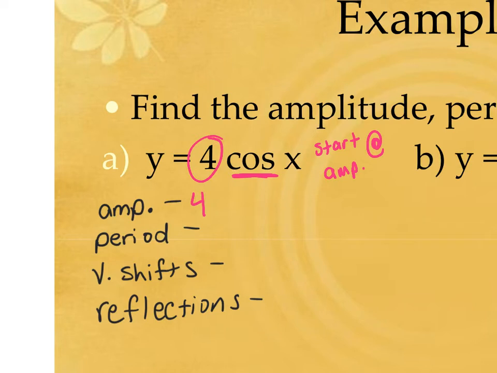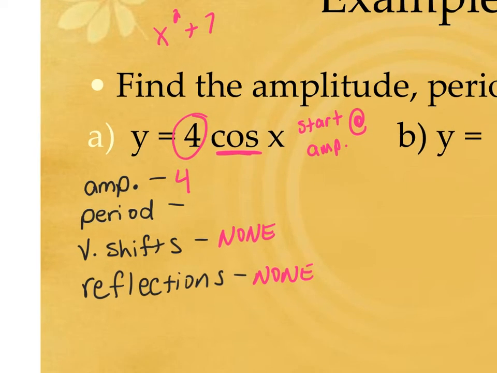Okay. So let's talk about a vertical shift. A vertical shift is just like if you had x squared plus 7. That's a parabola, and where does it move? Up 7. So do you have any vertical shifts here on this cosine graph? Does it move up or down the y-axis at all? No. So there's none. A reflection is going to be a negative sign in front of your function. Is there a negative sign in front of your function? No, there's none.